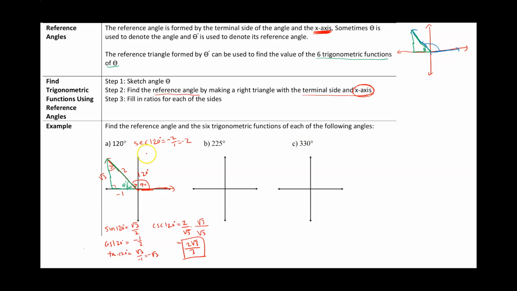And then lastly, cotangent of 120. We take the tangent of 120, which is radical 3 over negative 1. That's negative radical 3. And you flip that. You take the reciprocal of it, which is going to be negative 1 over radical 3. Now, same thing. We cannot have a radical on the denominator. So if I multiply both of these by radical 3, this is going to give me negative radical 3 over 3, and that'll be the cotangent of 120.